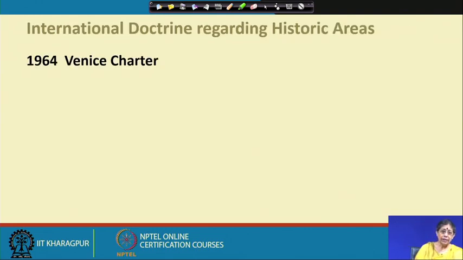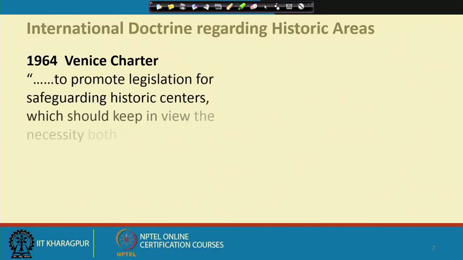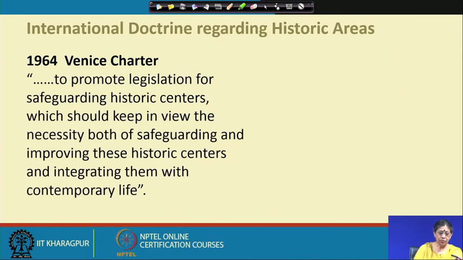We remember the 1964 Venice Charter, which talked about certain guidelines and principles for the conservation of individual structures. The major objective of the Venice Charter was what? To promote legislation for safeguarding historic centers. This concept of historic center was already there, which should keep in view the necessity both of safeguarding and improving these historic centers and integrating them with contemporary life.